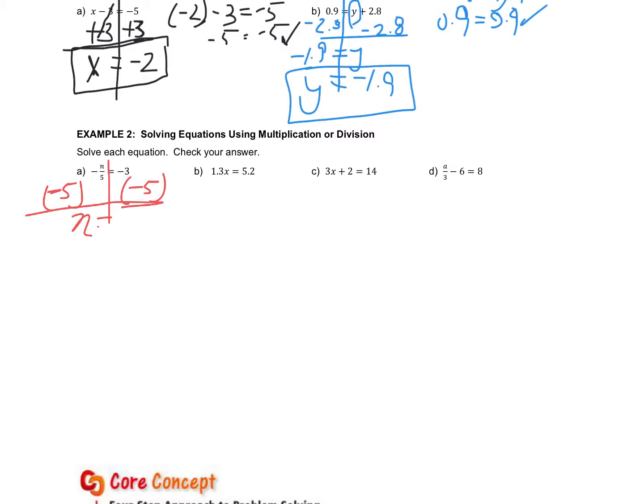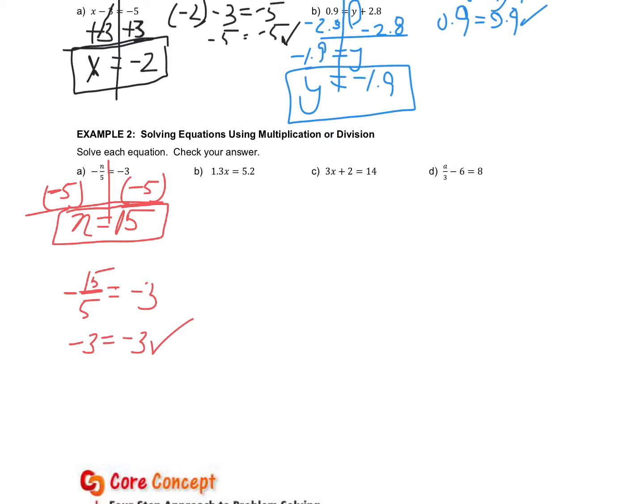On the other side, negative 3 times negative 5, you know a negative times a negative is a positive, so I believe the answer is 15. Now again, to show a check, I take out the n and plug in the 15 that we think is the solution, and see whether it works in place of n. Well, negative 15 fifths is negative 3, which is the same thing as negative 3 on the other side. It definitely checks. So n equals 15 would be the correct answer.